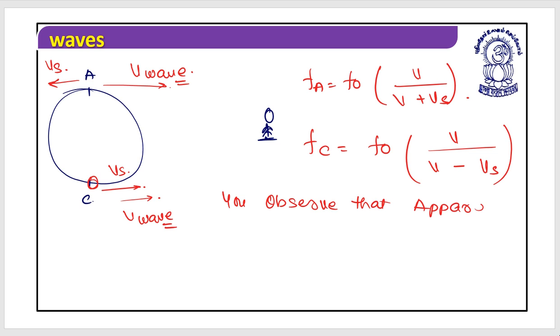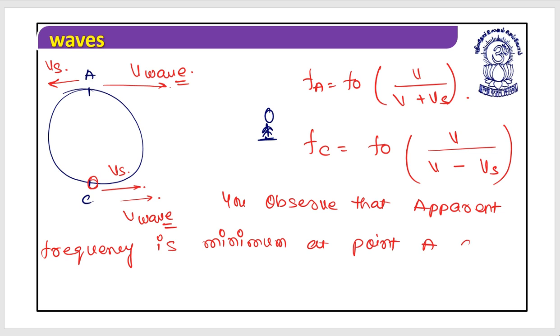the apparent frequency is minimum at point A, and it is maximum at point C. I hope this is clear. Is it clear?